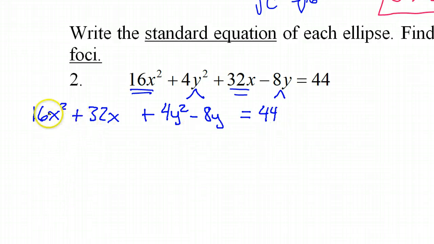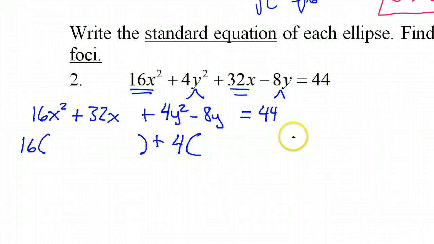So you have to be careful because we do not immediately do half of the middle squared right now. We're not going to take half of this and get 16 and then square that. Because when you have a number in the front, the 16, the 4, you have to factor that out. So this is going to become 16, and I'm going to have a parentheses. Same thing with the 4. Got to pull that out. So I'm going to have a 4 and then a parentheses equals 44.